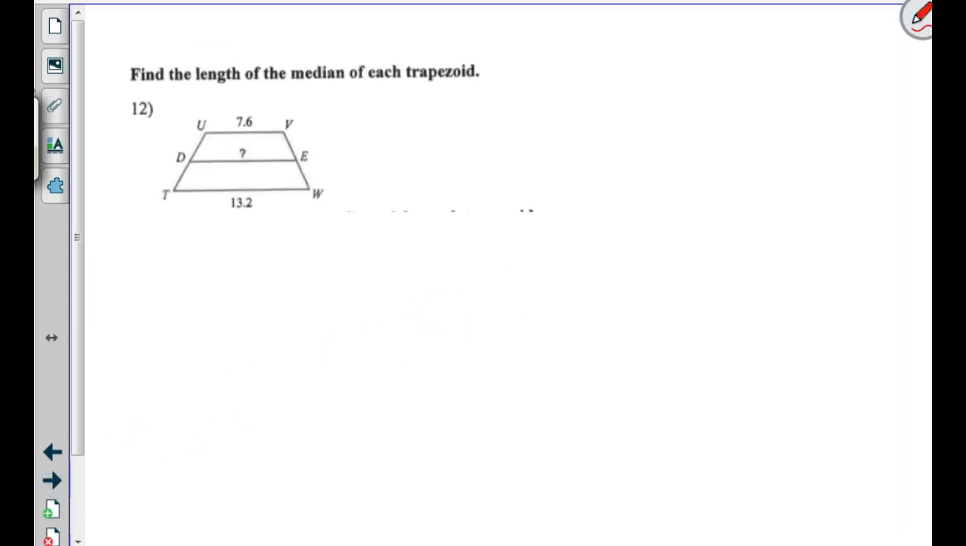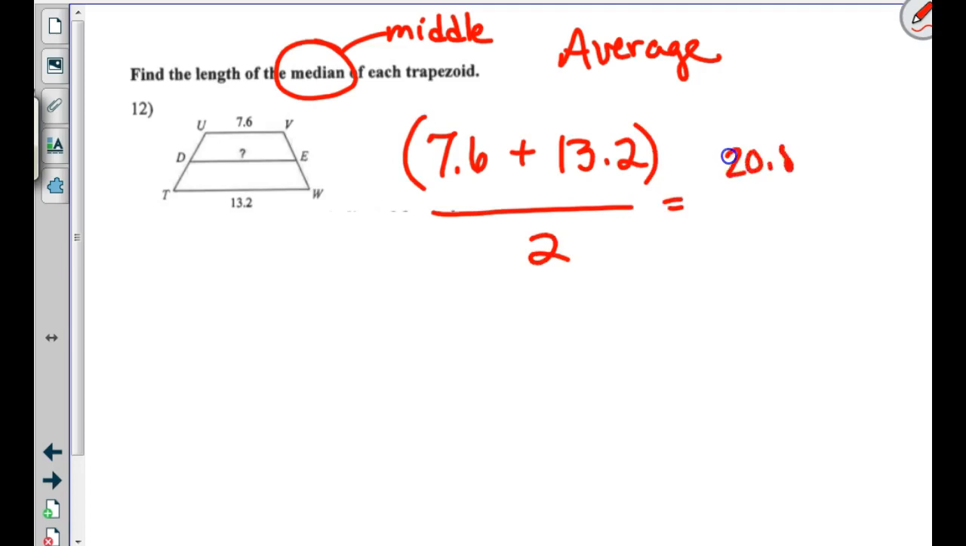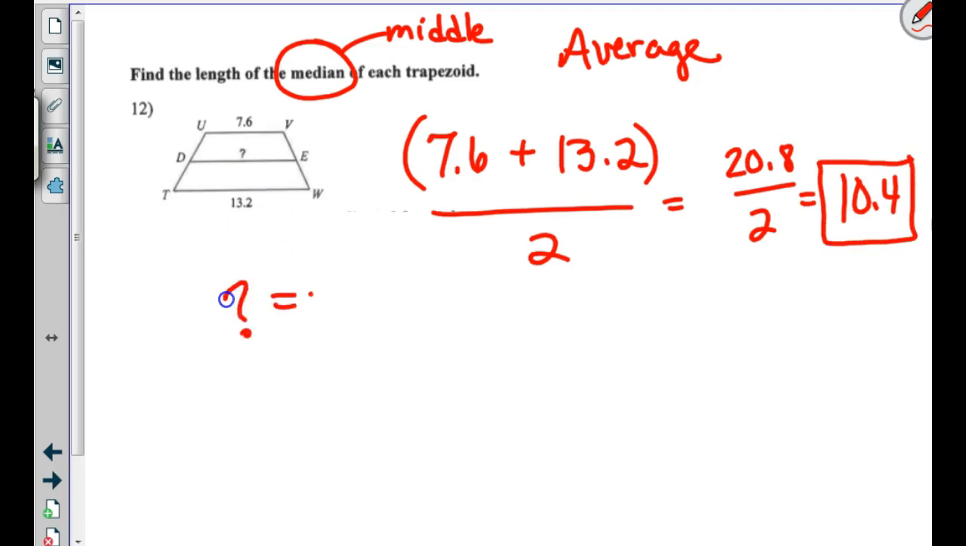All right, and then about the segments, we talked about a median of a trapezoid, okay? Median just means middle, and to find the middle, you average. So you add the shortest one at the top, the longest one at the bottom, and then you're going to end up dividing by 2 to find the middle. If we add those, we get 20.8. Hope I added that right. Divide by 2 and we get 10.4. So that middle question mark is 10.4. You add the top, bottom, set it, divide by 2 to find the middle one.